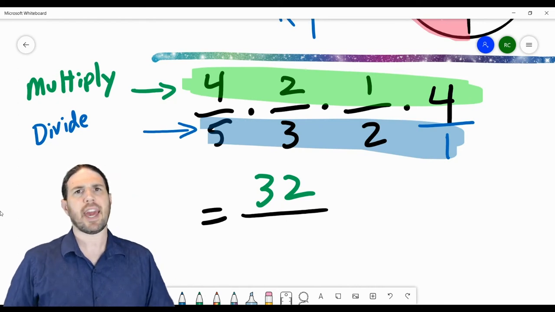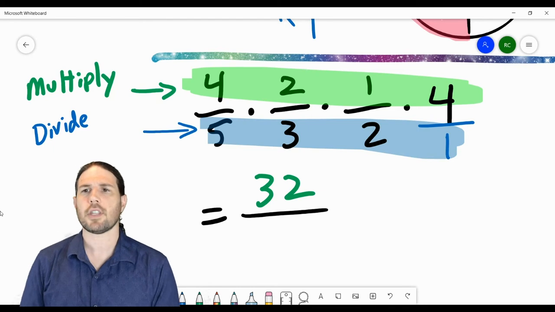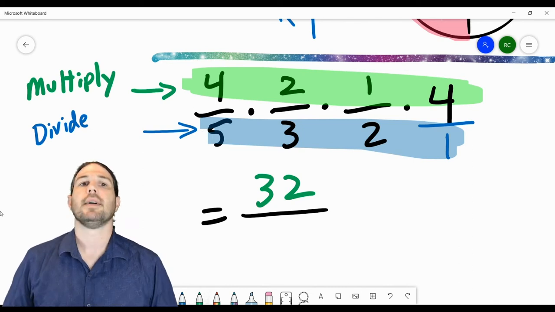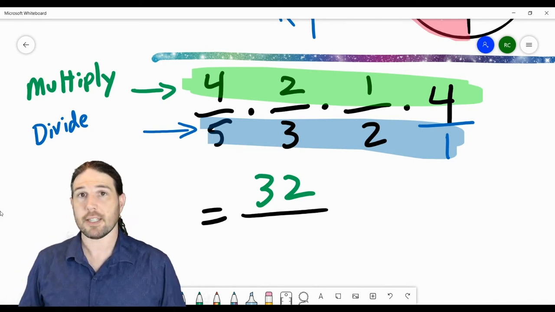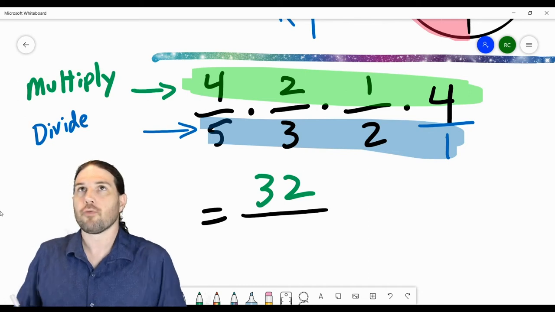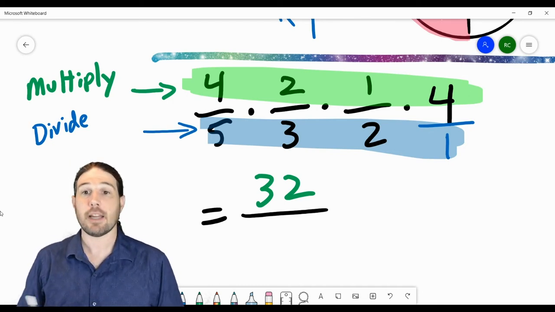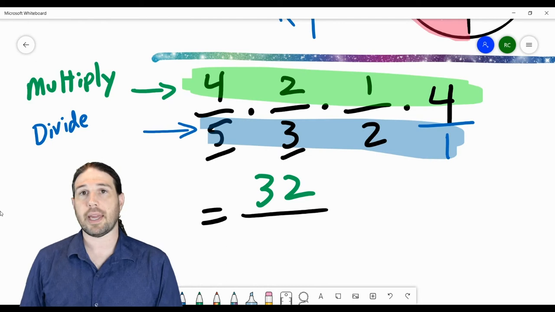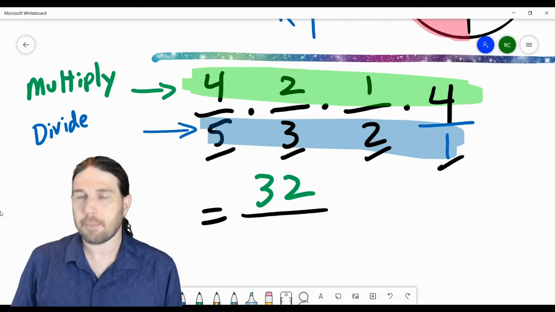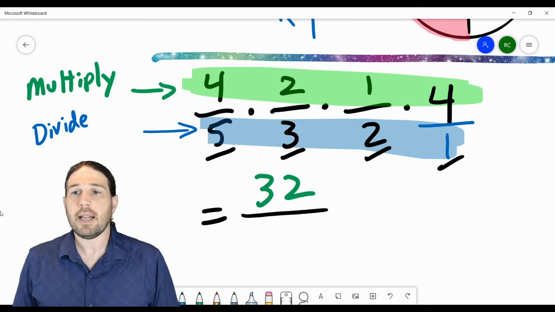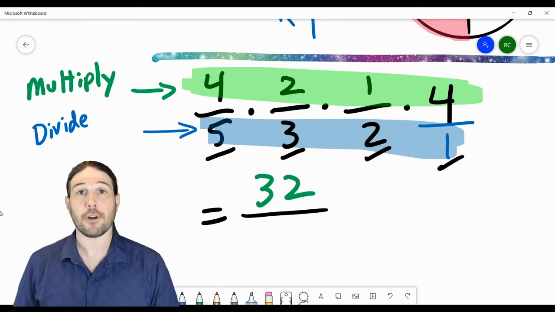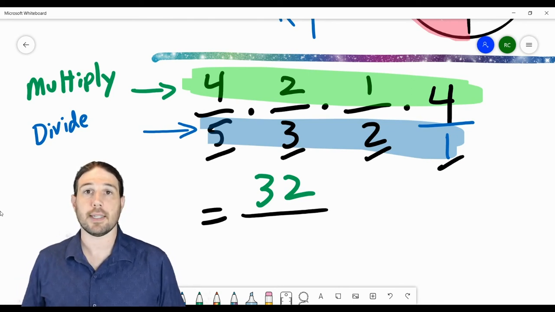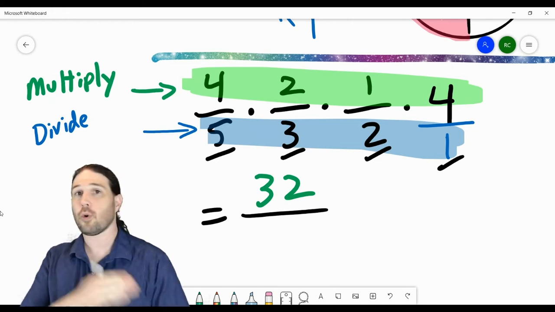Now, I know you might be thinking, hey, wait a second, Mr. Cunningham, you just said that the stuff on the bottom is dividing. And you're right, it is, and it will be at the end. But just like addition and subtraction aren't really different, multiplication and division aren't really different processes. If I take a number like 32 and I divide it by 5, and then by 3, and then by 2, and then by 1, that's the same thing as multiplying all 4 of those together first and then doing the division. Just like addition and subtraction, this process is commutative, which means it can be done in whatever order we want.